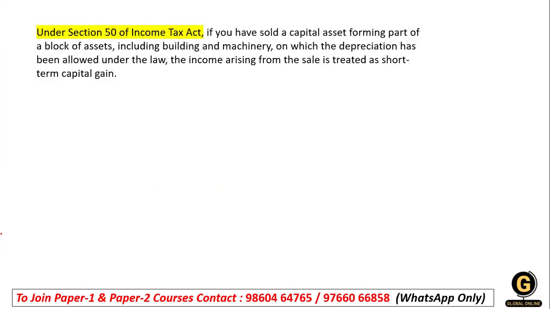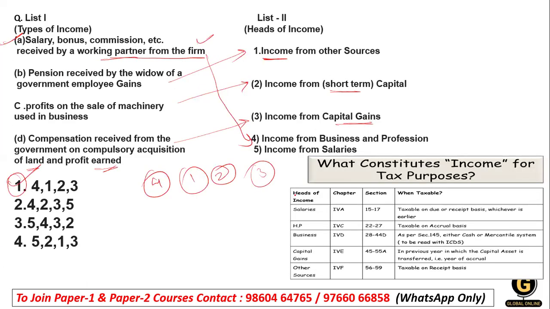Now let's understand the income heads and the chapters given. Salary comes under Chapter 4A, and the sections included in salary are 15 to 17. After that, HP, house property, is given under Chapter 4C, and the sections included are 22 to 27.